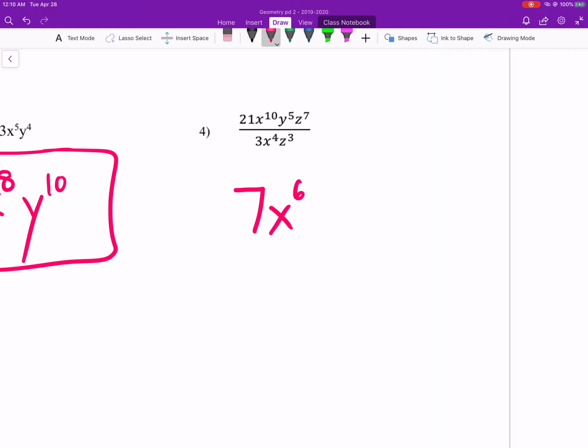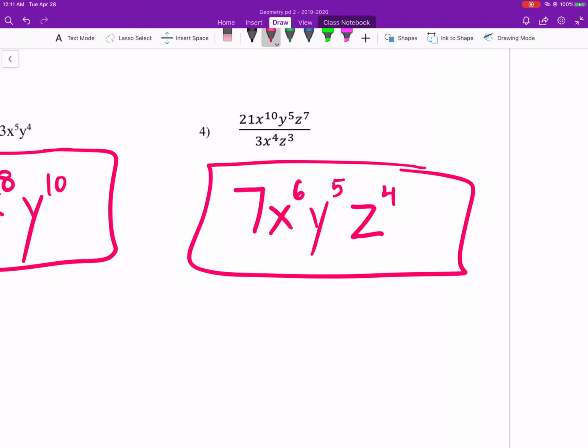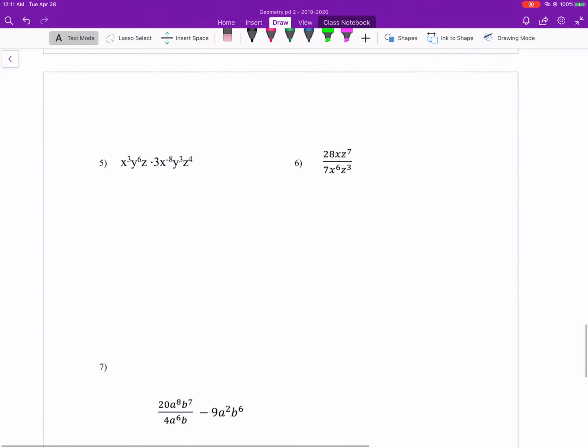All right. Next, y. You see y to the 5th up top there? There's nothing below. There's no y variable in the denominator in the bottom of that fraction. So that y to the 5th term just comes along for the ride. And then we have z to the what? Z to the 7th divided by z to the 3rd. So that's z to the 7 minus 3, which is 4. All right, we're getting there.